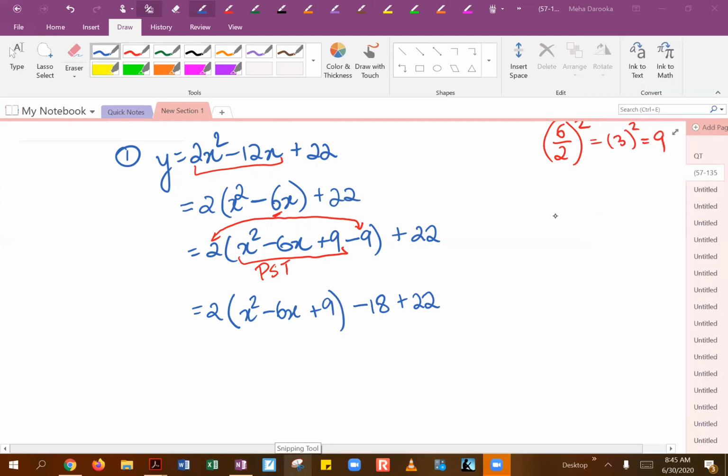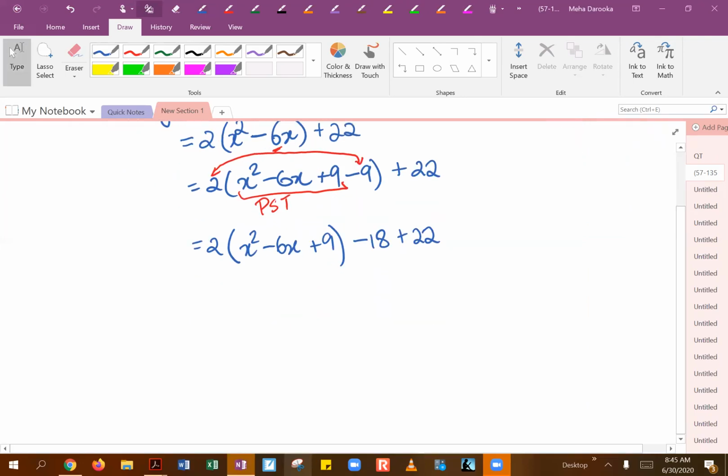Okay. All right. So now that we have brought the negative 9 outside by multiplying with the 2 in the front, we get negative 18. Now we can go ahead and factor the parentheses part. So we're basically looking for two numbers that multiply to give us 9 and add up to give us negative 6. So what do you think those two numbers will be?